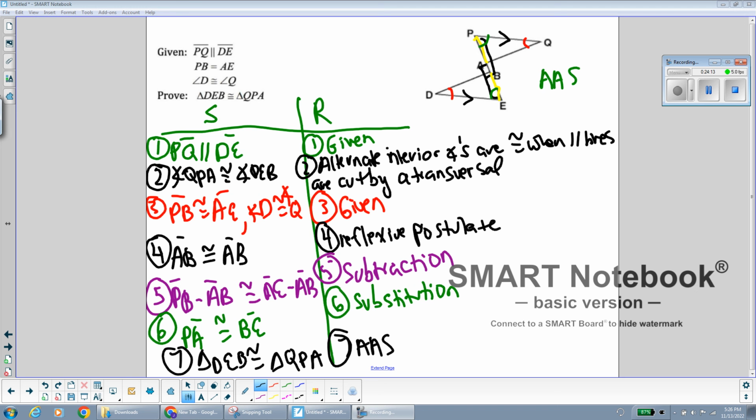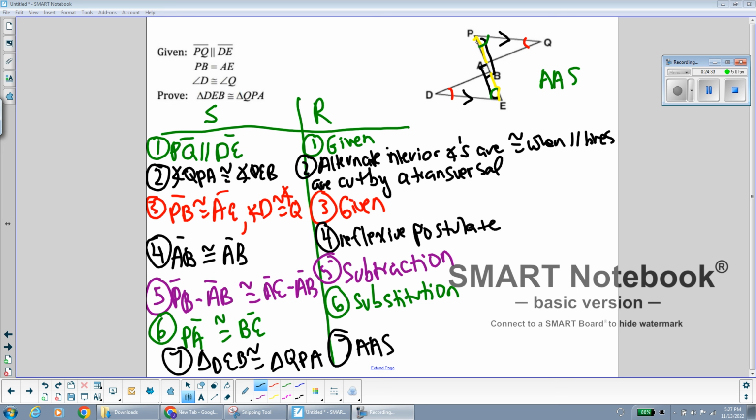Notice in my proof that I mentioned my congruent alternate interior angles, and my reason for that was that alternate interior angles are congruent when parallel lines are cut by a transversal. Make sure that reason in your proof is complete and mentions that they're congruent, and it's because we have those parallel lines cut by a transversal.